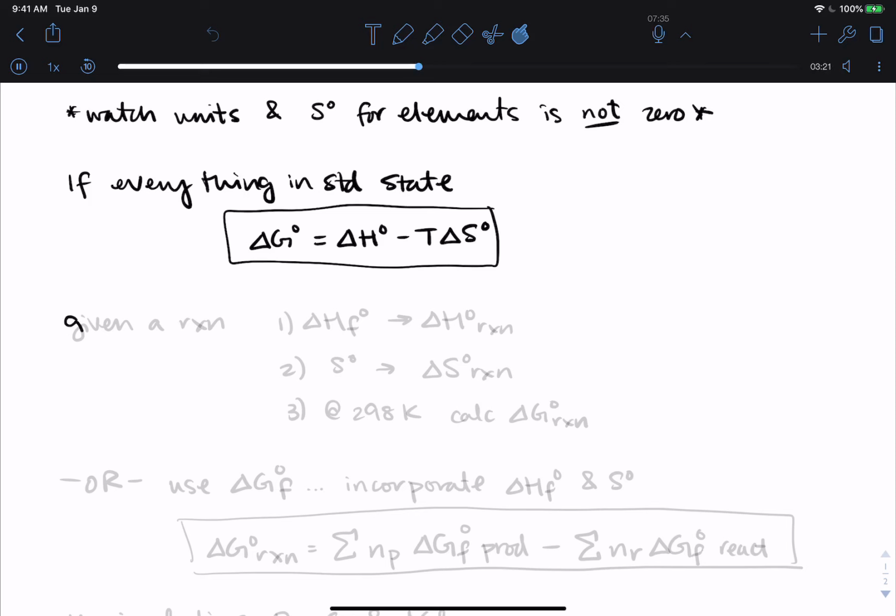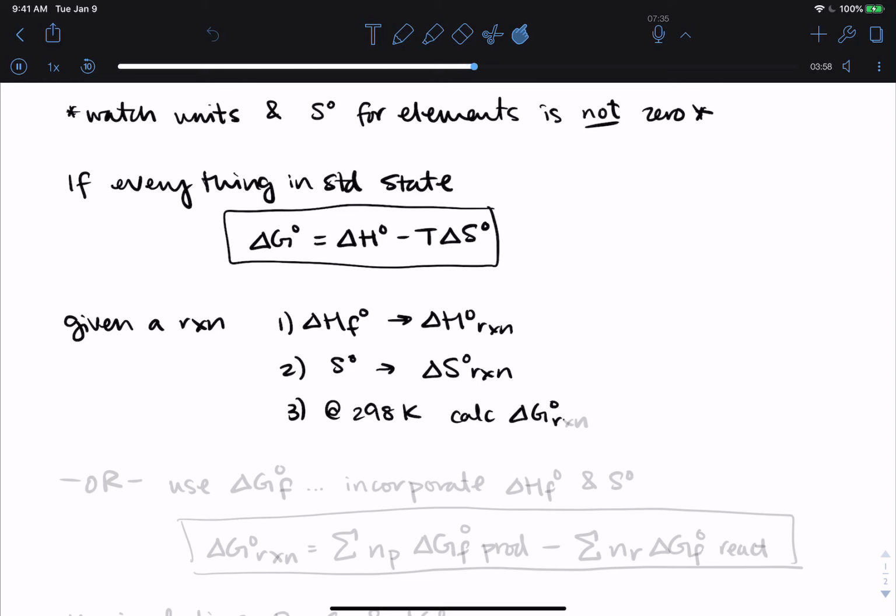So one is that if you are given a reaction, you could use the enthalpy of formation values to get delta H reaction. You could use the molar entropy standard to get a delta S standard reaction, and then use these together at 298 K, under standard conditions, to calculate a standard delta G, which is great.